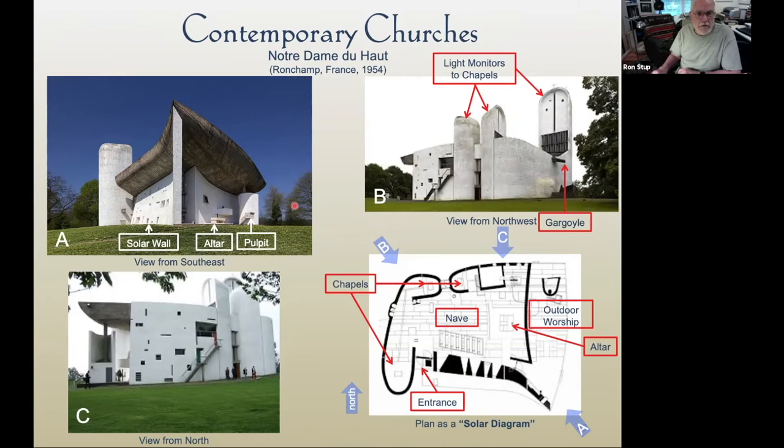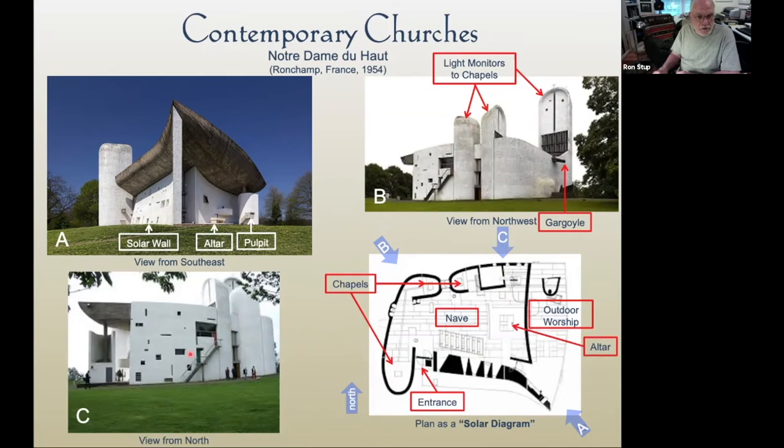So on the outside, here's photograph A, taken from this position: solar wall, there's an altar, there's a pulpit. This is for outdoor worship. How prescient was this? B is taken from the northwest side, and you'll notice that there's a gargoyle, and it goes into a canali, a rain basin. And these are light monitors that provide light going down into their respective chapels. And you'll note they don't face in the same direction.